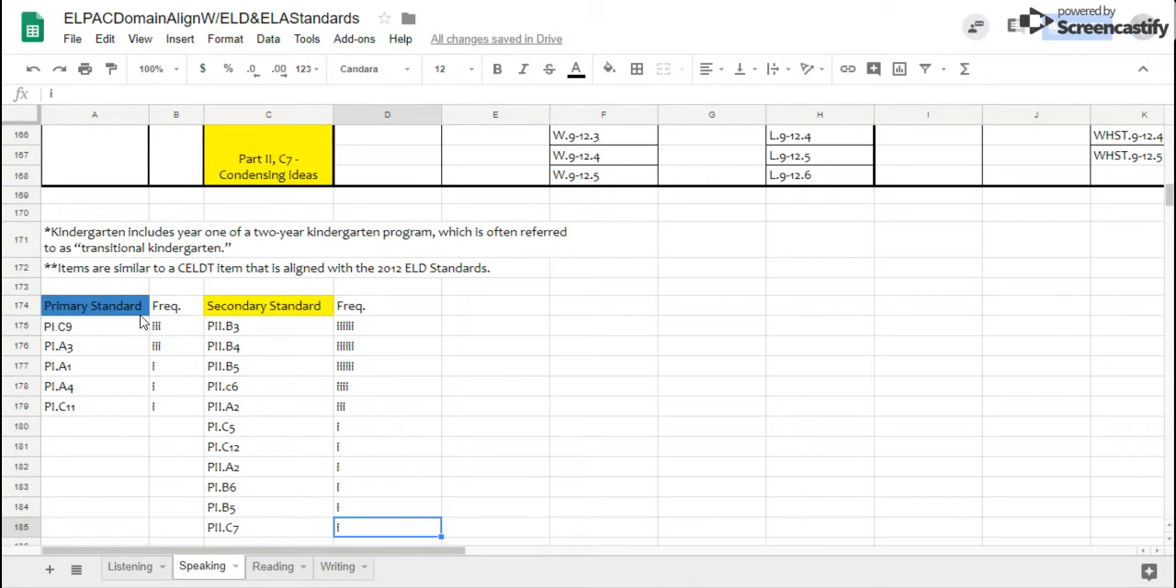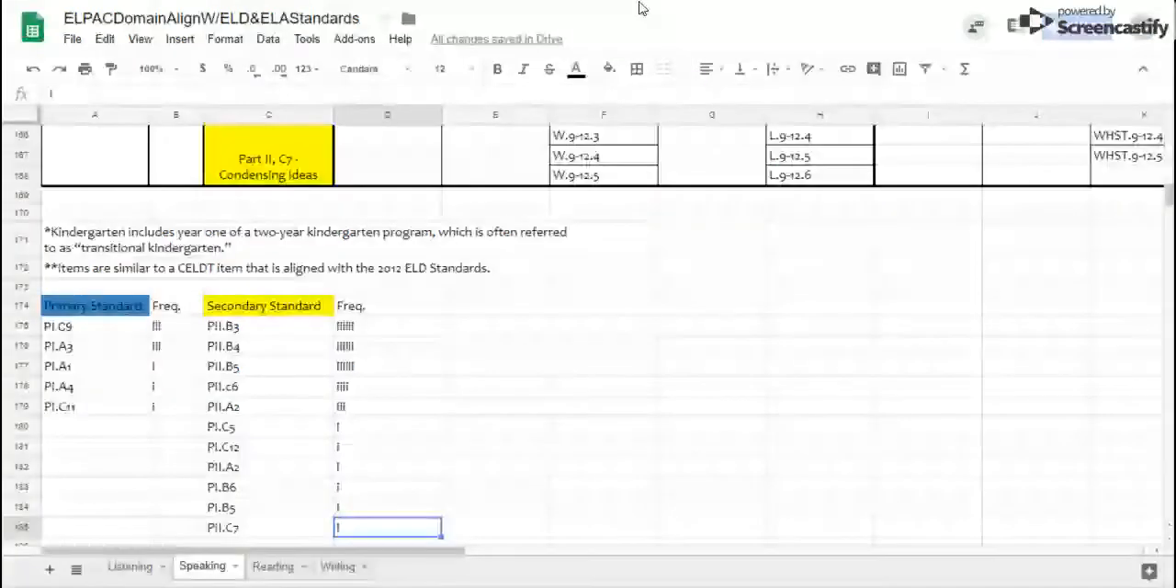But for the LPAC, there are primary standards for speaking, and then there are the secondary ones. The secondary ones are what they need to be able to communicate effectively, which could be from language standards or grammar skills. So that's option one. Option two would be using the LPAC scores.